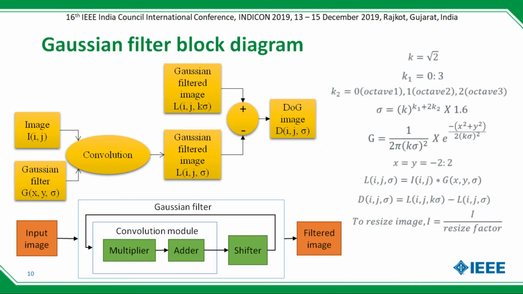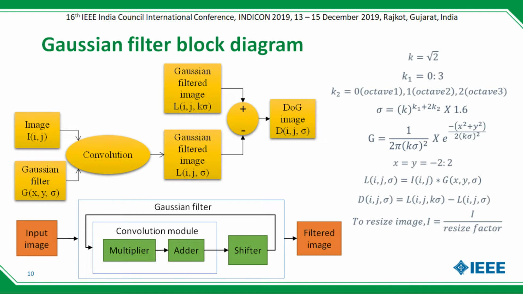So these are the equations. The general Gaussian equation does not have k sigma here; it is just sigma. To get successive Gaussian filtered images, we multiply by the factor k, and the sigma is depicted with this equation. 1.6 is the standard number given by Lowe, the person who introduced SIFT.